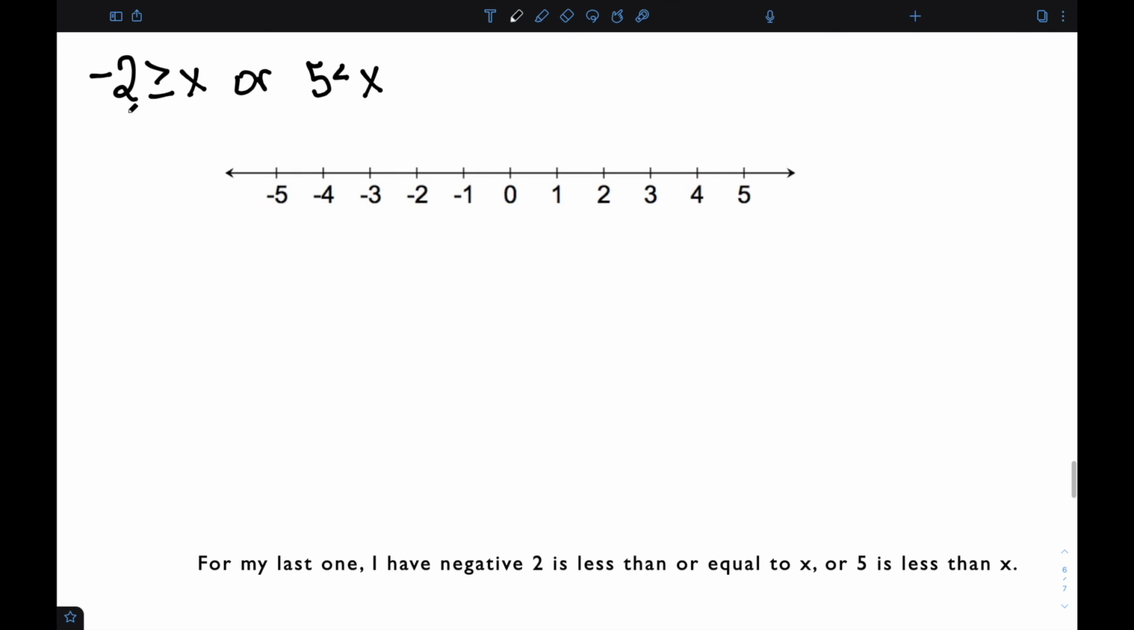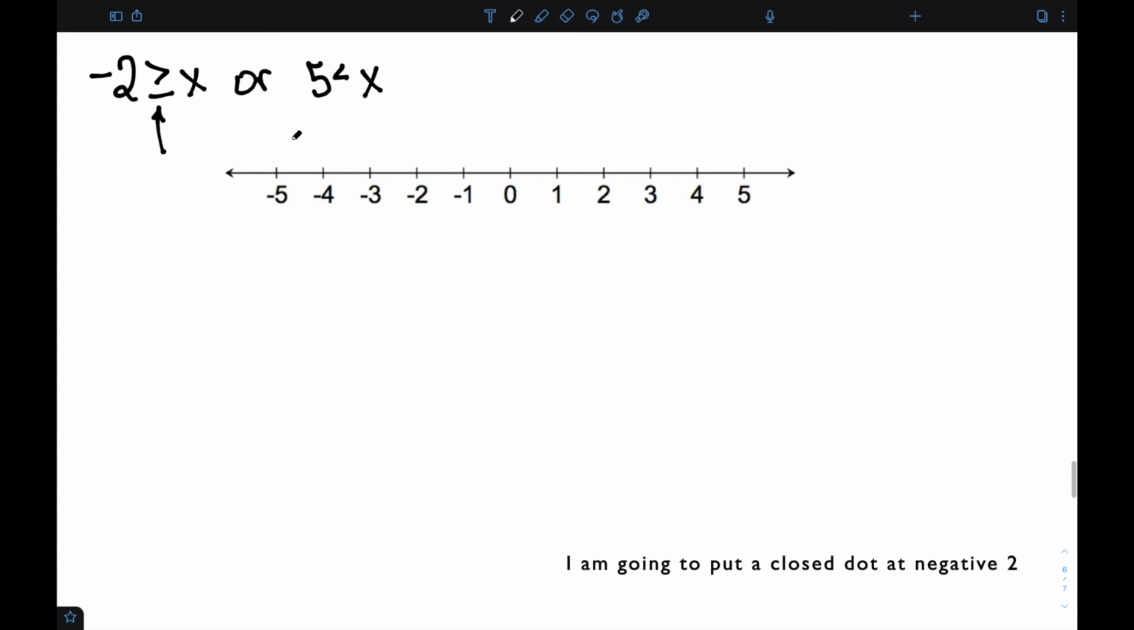For my last one, I have -2 is less than or equal to x, or 5 is less than x. So I'm going to put a closed dot at -2 and an open dot at 5.